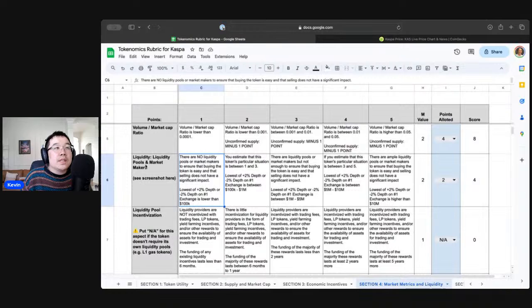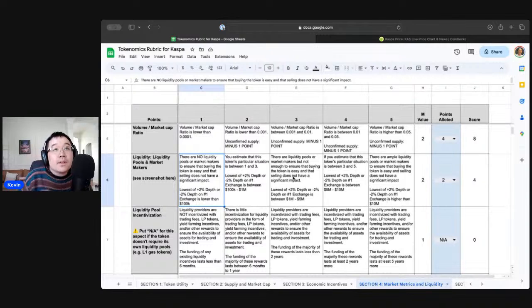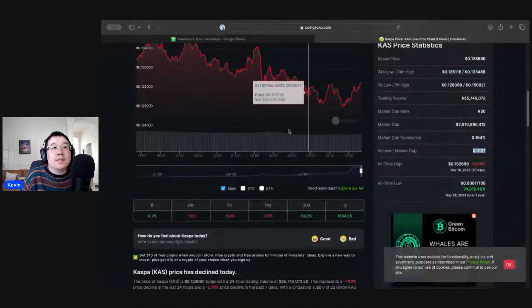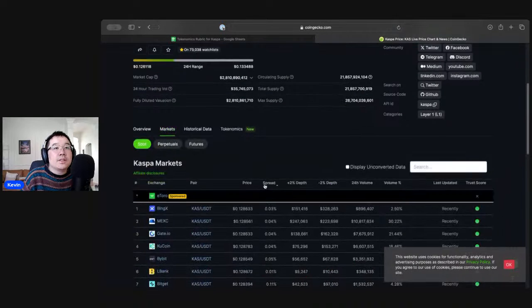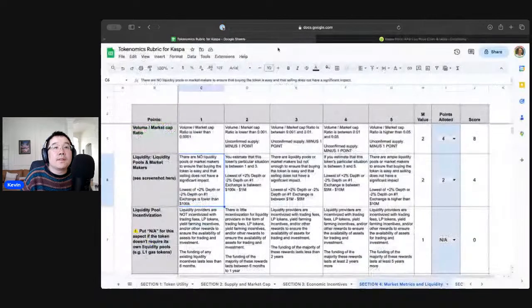Are there liquidity pools and market makers? Let's see. There are liquidity pools and market makers, but not enough to ensure the lowest of plus 2% depth or minus 2% depth on the one exchange is between 100K and 1 million. So the way you look at that is go to CoinGecko once again, and yeah, 200,000 plus 2%, minus 2% depth. So yep, this is 2.